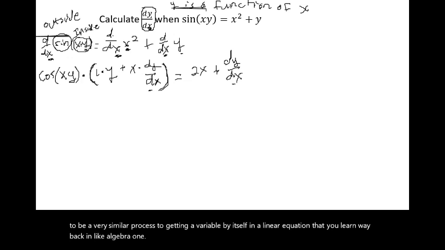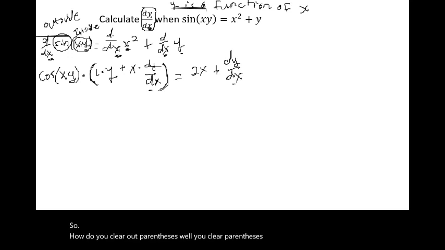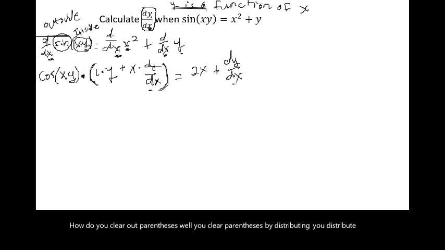So how do you clear out parentheses? Well, you clear parentheses by distributing whatever the parentheses are being multiplied by. These parentheses are being multiplied by this cosine of xy, so I'm going to clear them out by distributing cosine of xy.